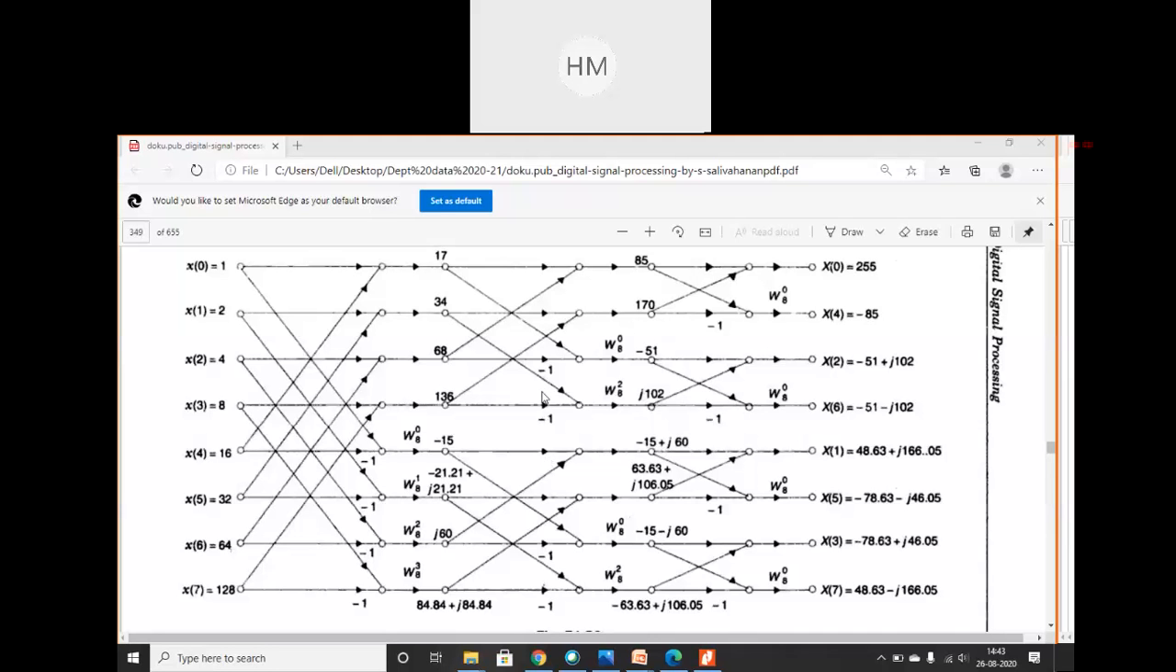17, 34, 68. Okay, minus 15. This is coming out to be wrong. Minus 6j. Last two values are not right. I must say last three values are not right. Check it again where you are doing the mistake. Aditi, H1 is minus 30 plus. Okay.